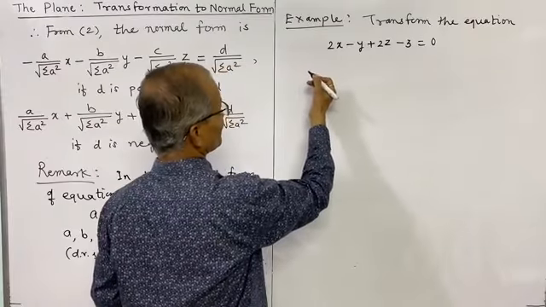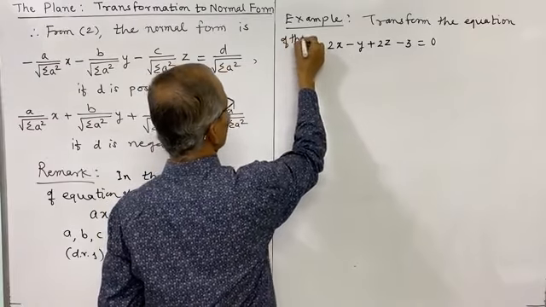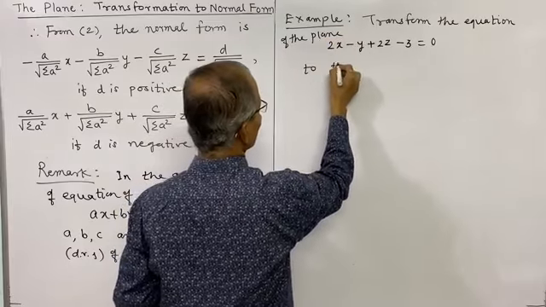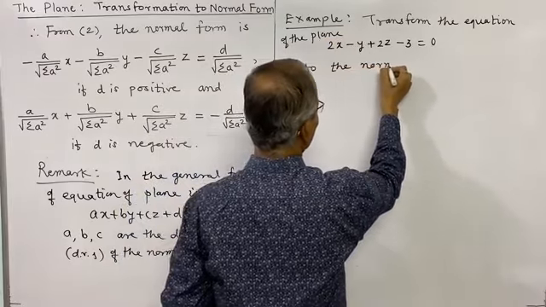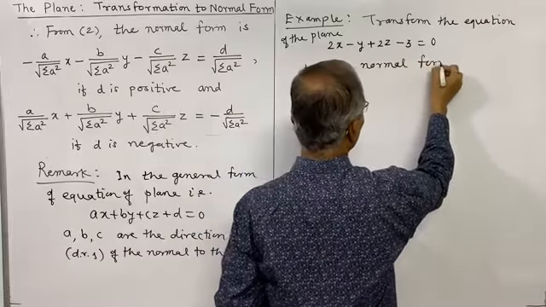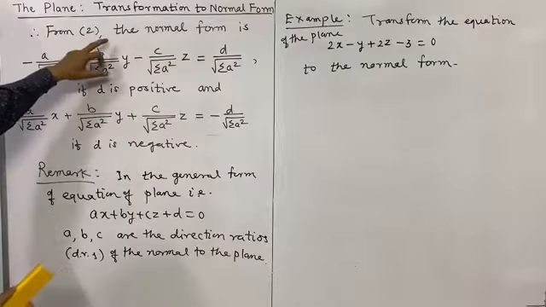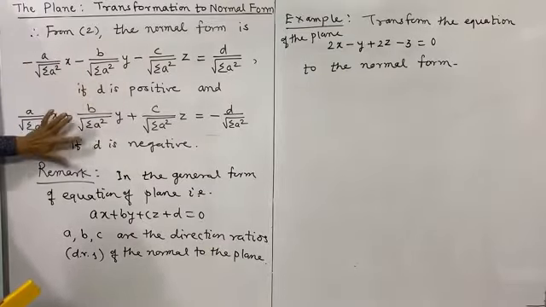Transform the equation of the plane. This is the equation of the plane, to the normal form. Now we will have to use the derivation that we have obtained. This is the normal form. The normal form is either this or this one.